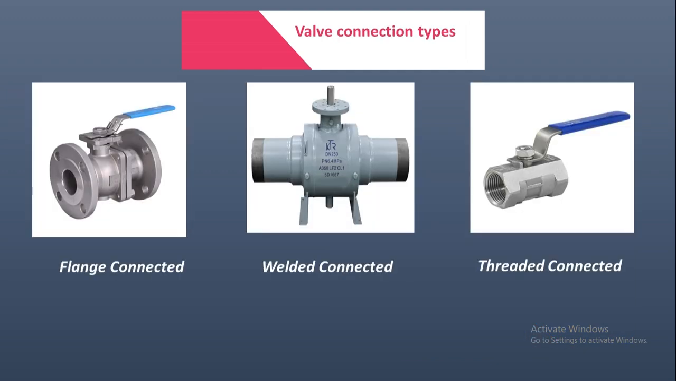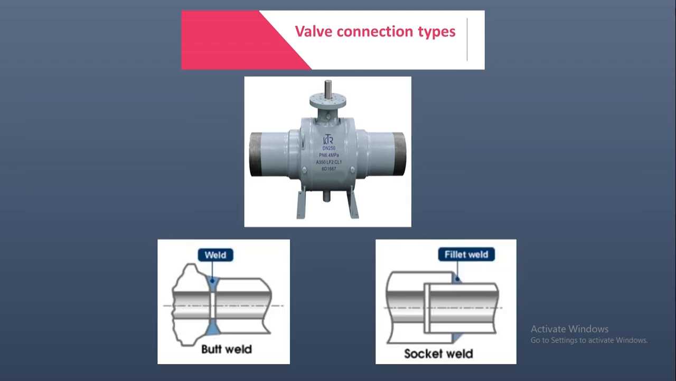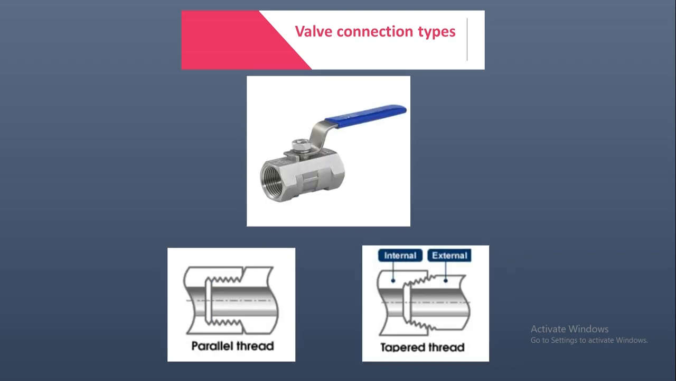Section number 2 is what are the valve connection types? The valves could be connected in 3 ways. Number 1 is the flange connected valves. Number 2 is the welded connection valves. And number 3 is the threading connection valves. The welded valves could be socket welded or butt welded. And the threading valves could be tapered threading or parallel threading.